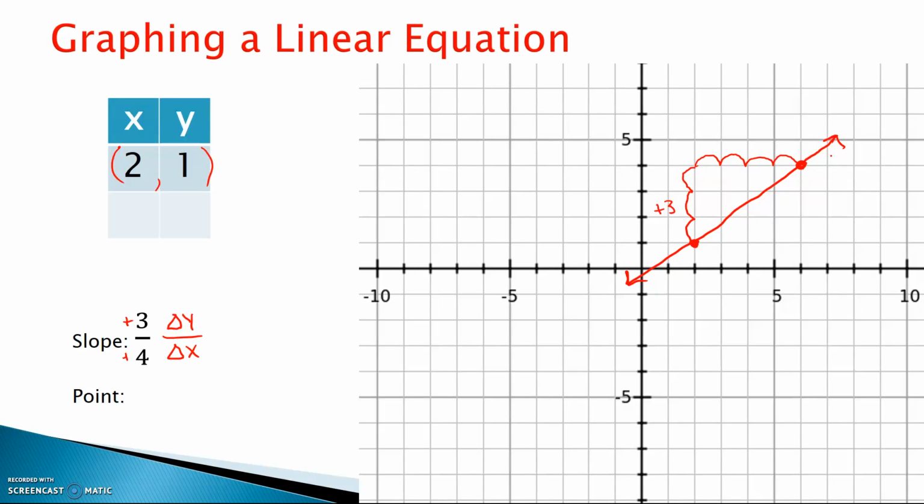Okay, so what is that second point that they were asking for? Well, let me count. 1, 2, 3, 4, 5, 6. Up 1, 2, 3, 4. So my point is going to be 6, 4. 6, 4 is in there. All right, guys. Let's jump into the next one here.